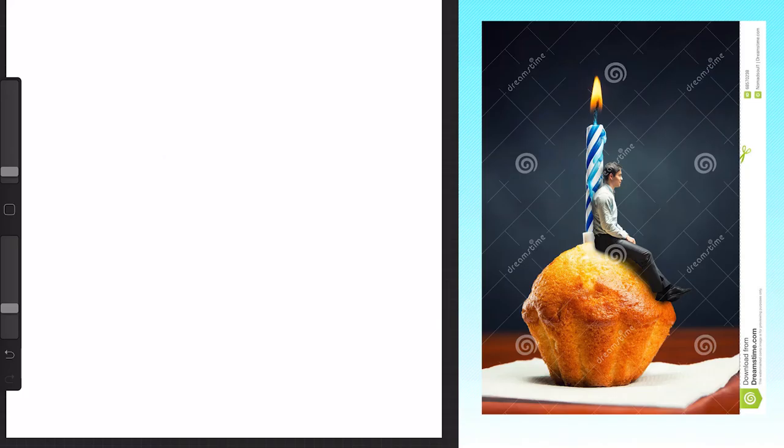Sad birthday boy sits on cake with candle on the table. Stock photo. He is sitting on cake. I cannot stress this cake enough. He sits on cake. Oh, he's sad. And he's the birthday boy, no less.